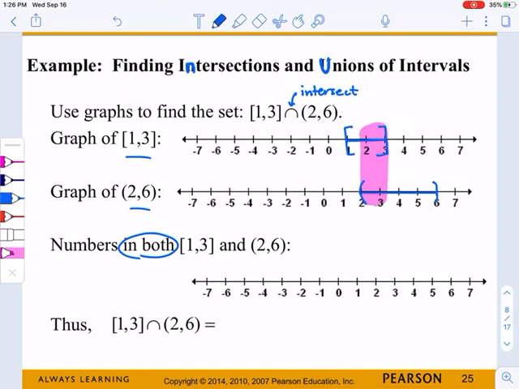So if I am looking to see what's included, the least amount that I have is a 2, but I have a parenthesis at 2, so I have to go with the lesser. It's going to be a parenthesis at 2. And the greatest that I go to is a 3. Well, 3 is included in the second one, and 3 is included in the first one. So I'm going to have a bracket at that 3. So that means I'm going from parenthesis 2 up until positive 3, with a bracket at 3. And that is how I would show that intersection.